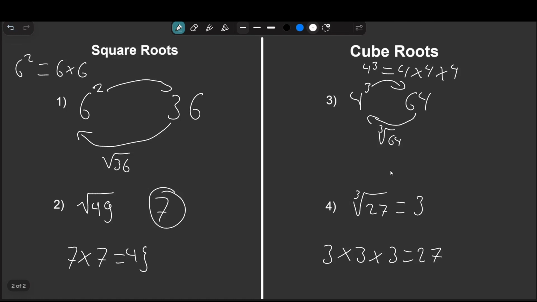Now, I hope you guys understand it now. This was the video of square roots and cube roots. I have made it very simple for you guys.